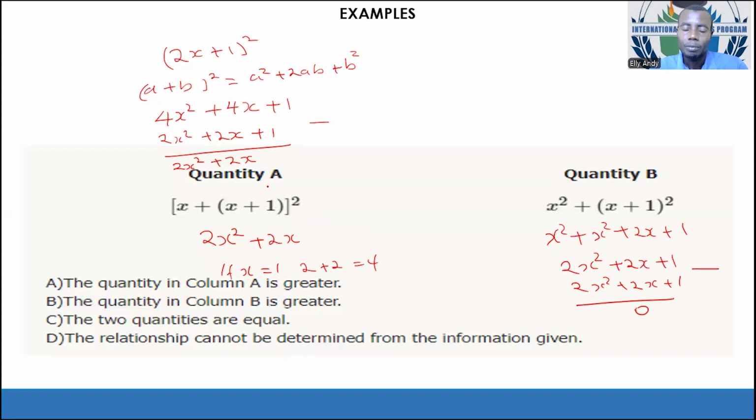So being that we are ending up with conflicting values for quantity A, depending on the value of x we pick, our answer here is that the relationship cannot be determined from the information given.